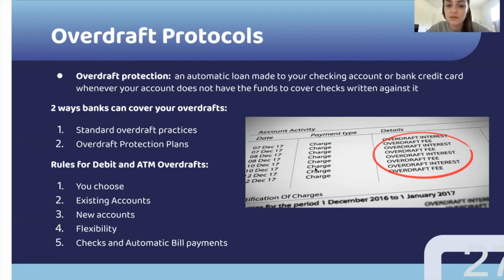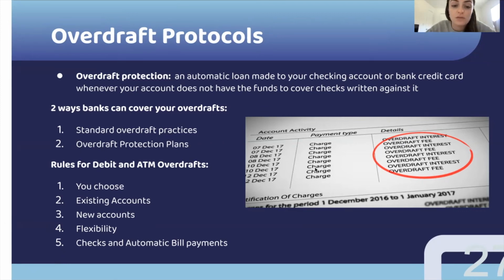There's 5 rules for debit and ATM overdrafts. So the first one is your bank must get your permission to apply any of their standard overdraft practices to an everyday debit card or ATM transactions before you can be charged overdraft fees. To grant this permission, you must respond to the notice that they send you and opt in.